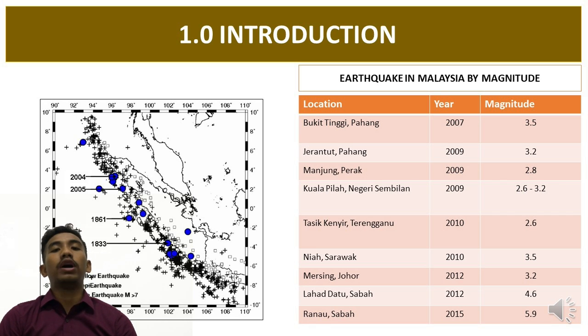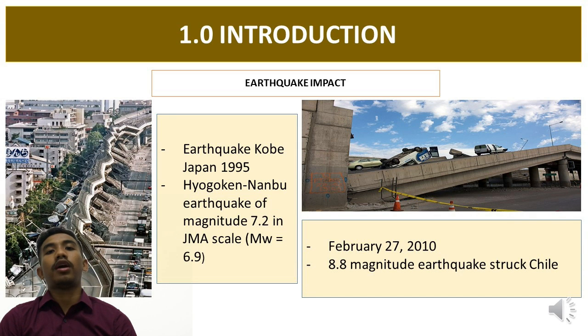I move to earthquake impact. The records have shown the earthquake in Kobe, Japan in 1995 happened at scale 7.2 on the Richter scale. On February 27, 2010, an 8.8 magnitude earthquake struck Chile, a South American country.